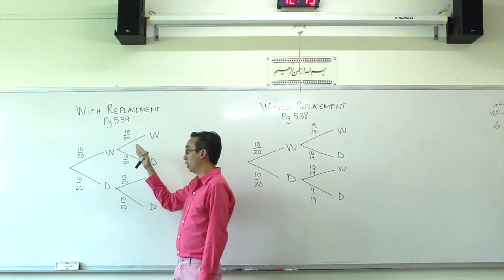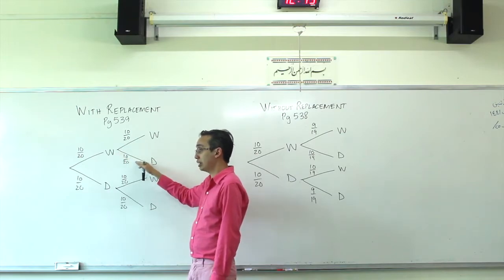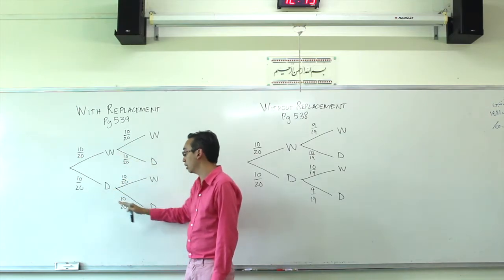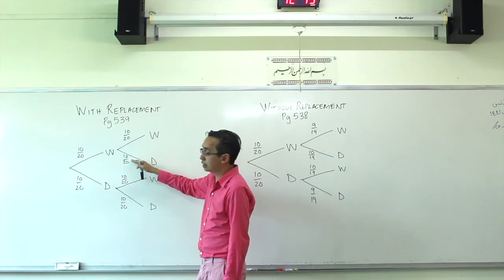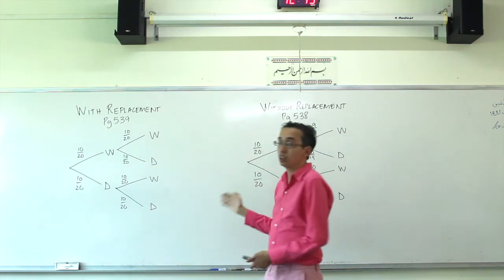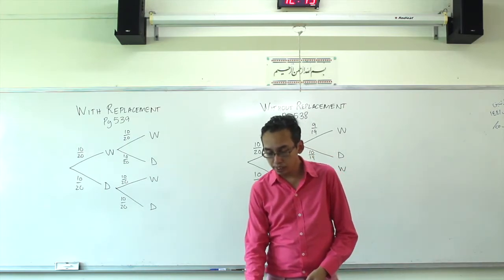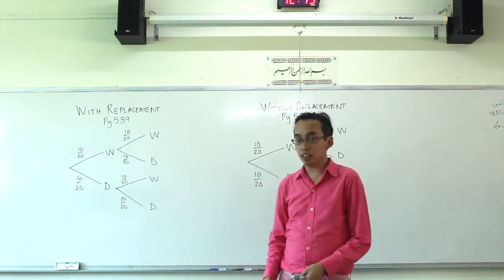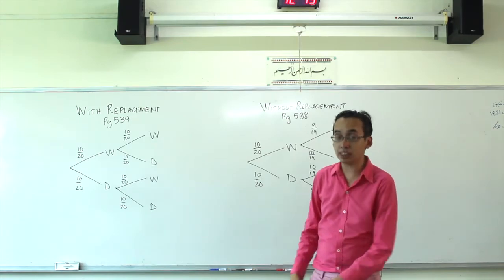Whether you draw a white chocolate in the first trial or you draw a dark chocolate in the first trial, it is still going to be 10 over 20. It doesn't change. So these are the 2 different cases. We'll look at the work example to see whether you understand this. I'll erase this and change it to the work example.